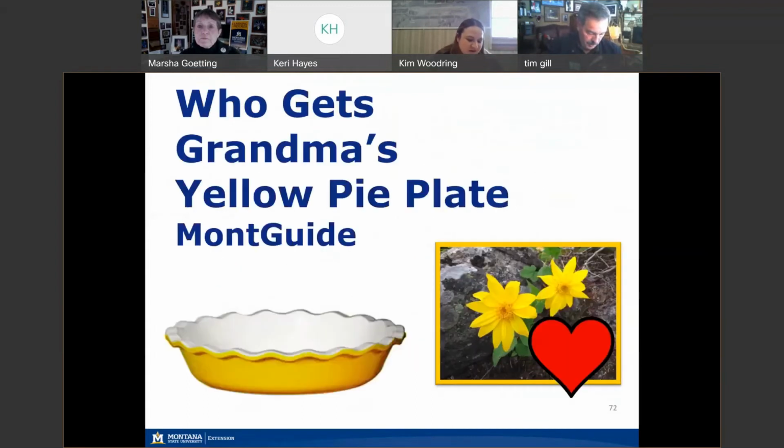And this reminds me of the MontGuide that Marsha wrote called Who Gets Grandma's Yellow Pie Plate. This is basically how to decide who gets what after grandma passes or any other relative.